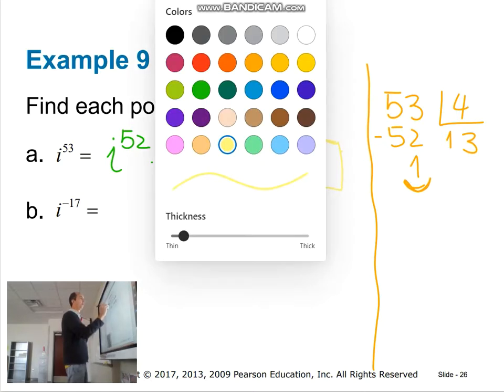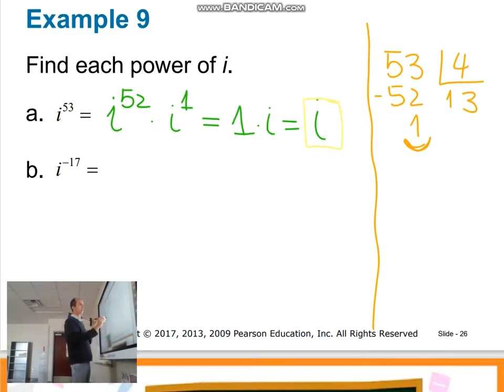Now, the answer here is i. Let's work on letter B. Now we have 1 over i, you have a negative exponent. You can represent it like this, right? 1 over i exponent 17. Doesn't look nice. Let me do it again. 1 over i exponent 17.